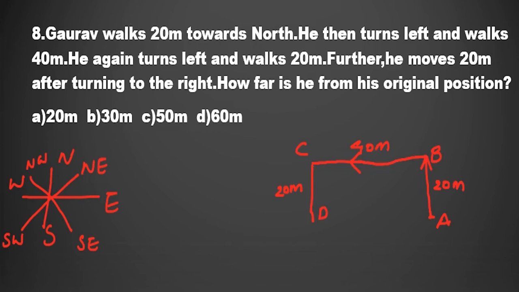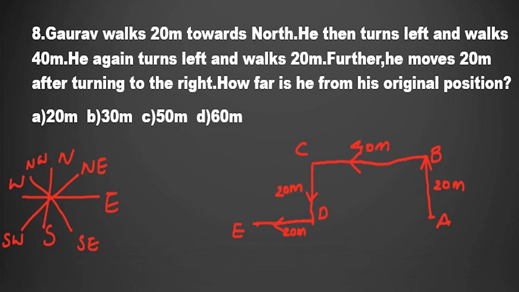Further he moves 20 meter after turning to the right. And from D, he again moves right up to 20 meter. And this point be E. How far is he from his original position?